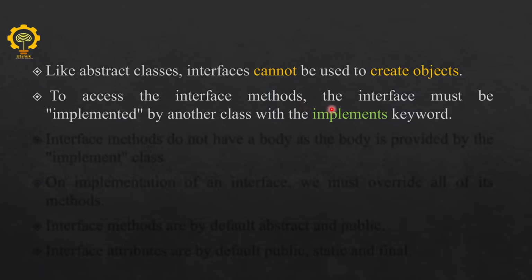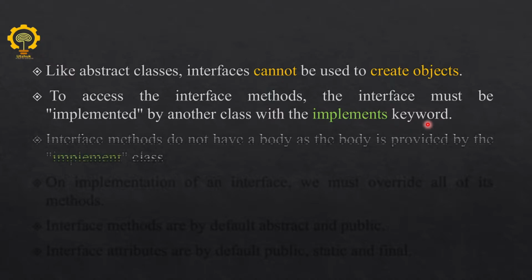To access the interface methods, the interface must be implemented by another class with the implements keyword. So whenever the interface is created, the methods that are defined inside the interface must be implemented by another class or subclass, and here we use the keyword implements, as in the concept of inheritance we use the keyword extends. Using the keyword implements, the subclass can implement the methods of the parent, that is the interface.